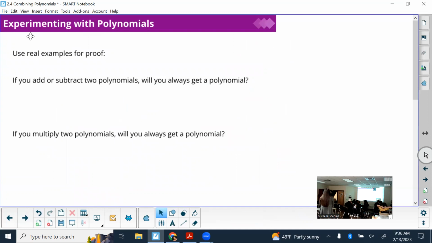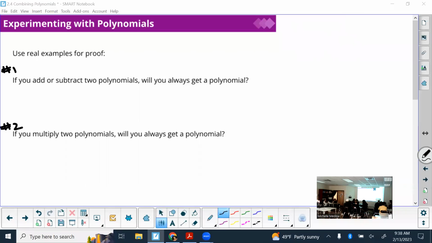Now here's some more kind of like what we did in the warm-up. If you add or subtract 2 polynomials, will you always get a polynomial? So talk about that in your groups. And then also talk about if you multiply 2 polynomials, will you always get a polynomial? Kind of like how we did before, decide if it's true or false, and if you think it's false, provide a justification.